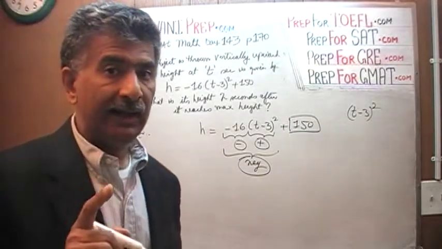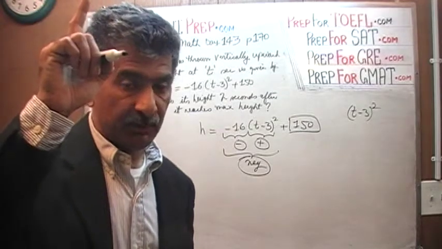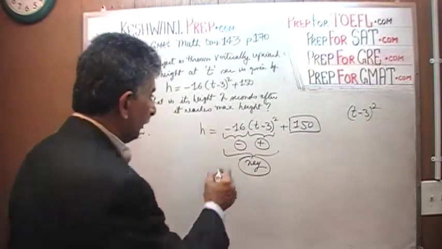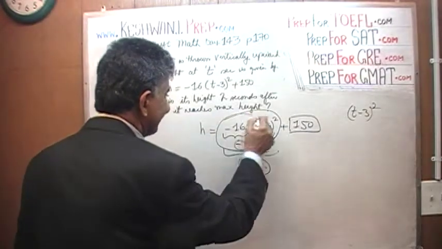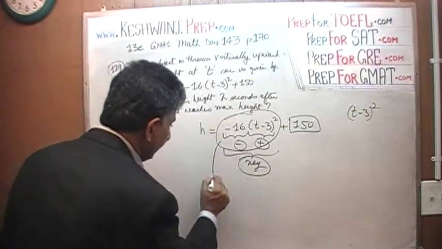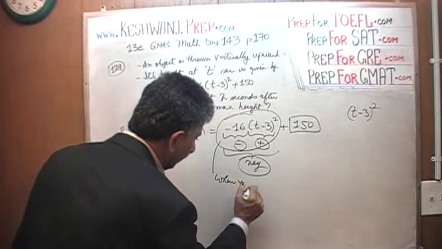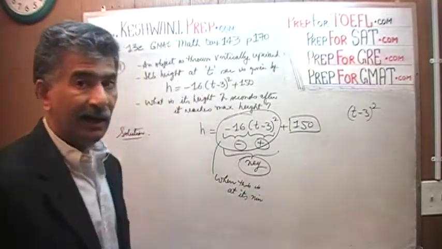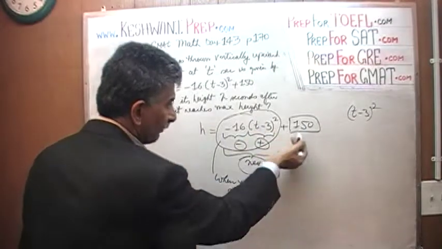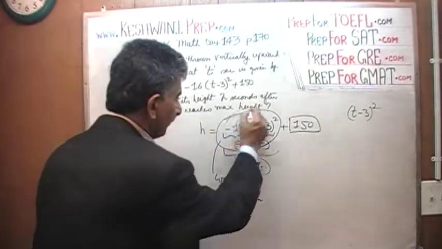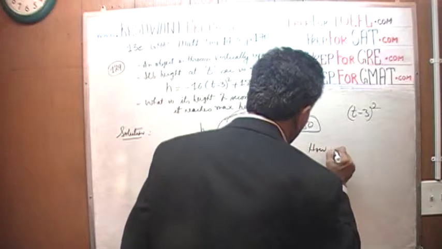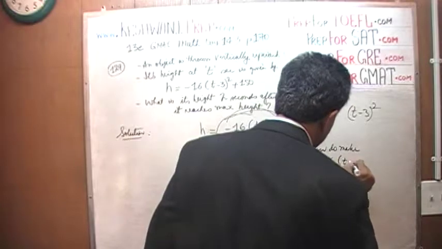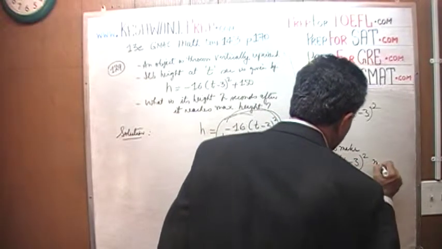And because we want the height to be as high as possible, we want its maximum, we want to figure out what time it reaches its maximum height. It will reach its maximum height when this quantity is at its minimum. When this quantity is at its minimum, that's when the height is going to be maximum, because we are subtracting this quantity from 150. How do we make -16 times (t minus 3) squared minimum?